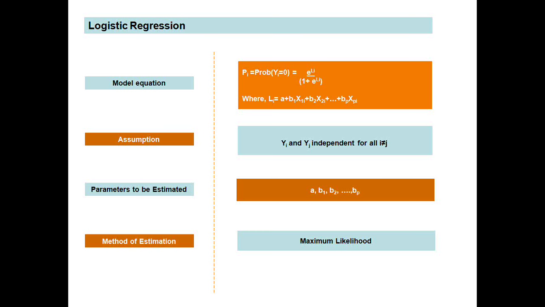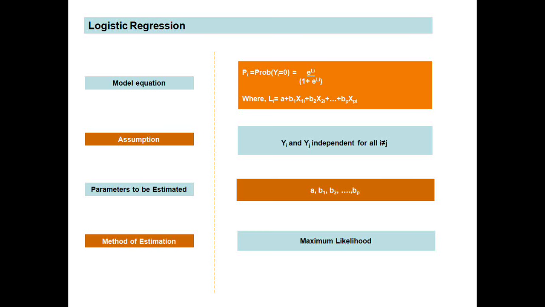The assumptions for logistic regression are that the yi's are independent for all i not equal to j, which means they should be independent and identically distributed. Parameters to be estimated: we again need to estimate the parameters a, b1, b2, up to bp, like we estimated in the linear regression model. Then we fit them in the model equation for the probability that yi equals 0 and we get a probability value. The method of estimation is maximum likelihood estimation.